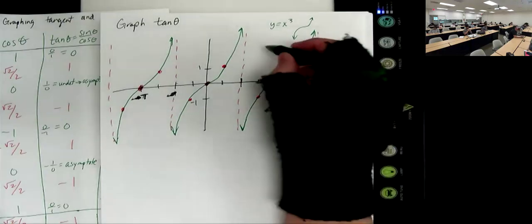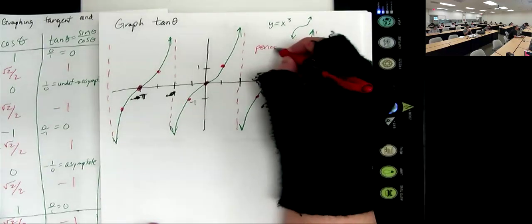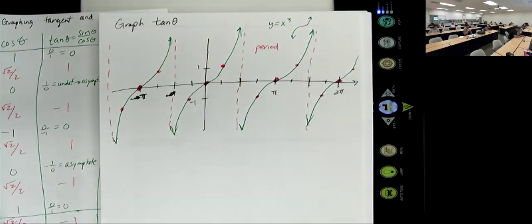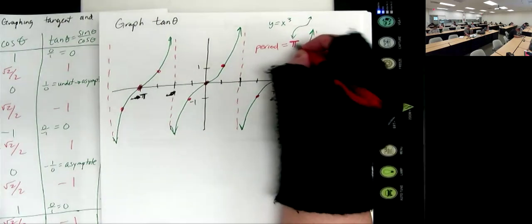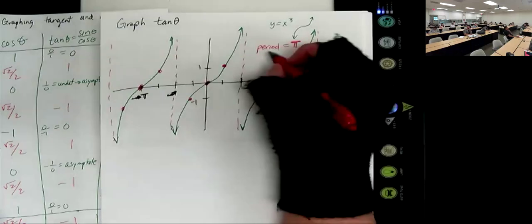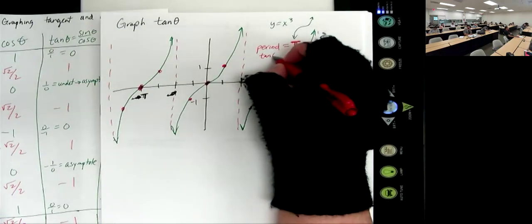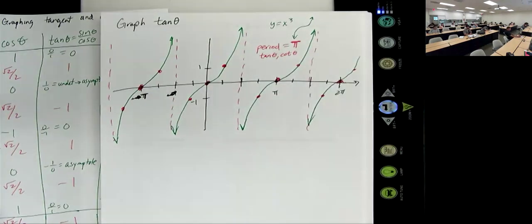What's the period here? How often does this graph repeat? It's every pi, right? So the period is half that of sine and cosine. Tan and cotangent period is half. Yes, cotangent is gonna have a period of pi also. This applies to tangent theta and cotangent theta, as we'll see when we graph cotangent theta next.